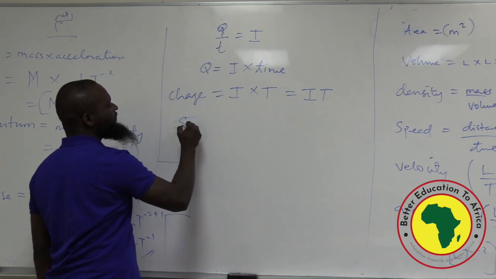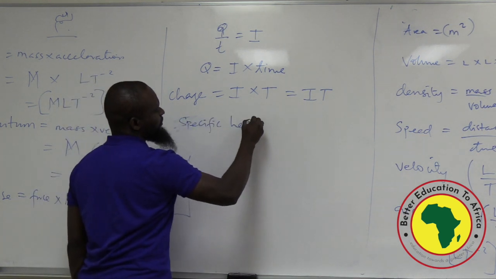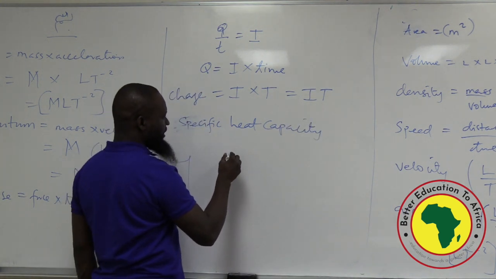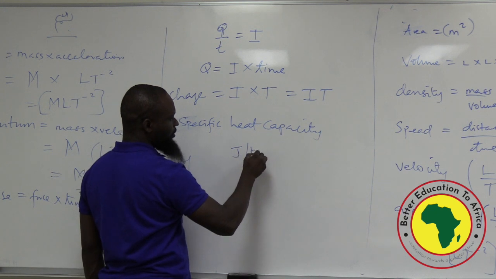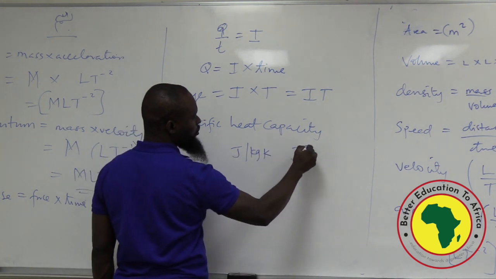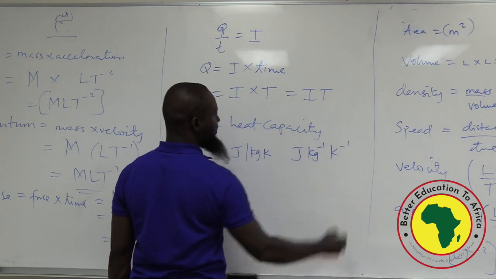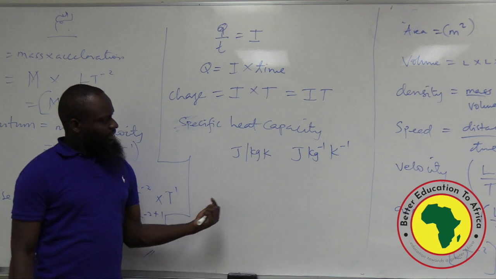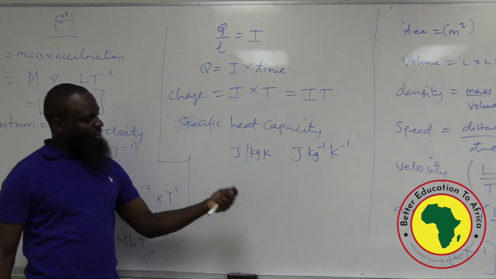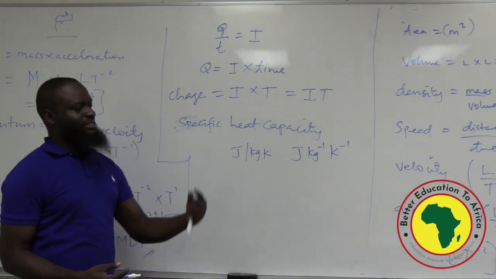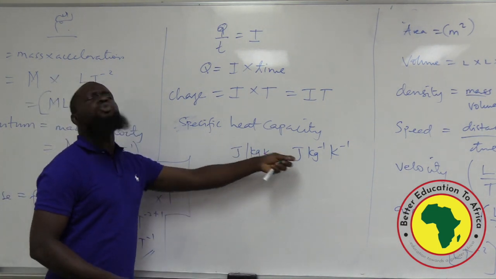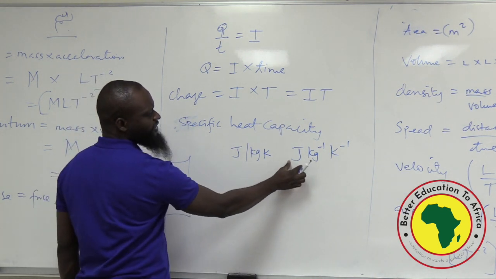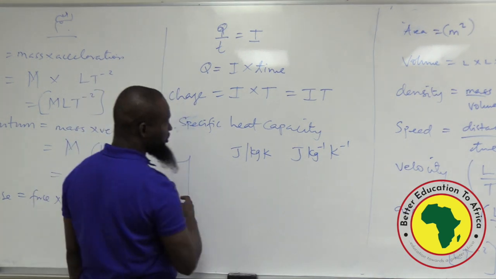What is the dimension of specific heat capacity? Specific heat capacity is measured in joules per kilogram per Kelvin, or joules kilogram minus 1, Kelvin minus 1. That's the unit. It is defined as the heat required to raise the temperature of a unit mass by 1 Kelvin. We'll discuss heat later, but we're just working with units now and trying to replace them with dimensions. Joules is the unit of energy. I have not derived energy yet.